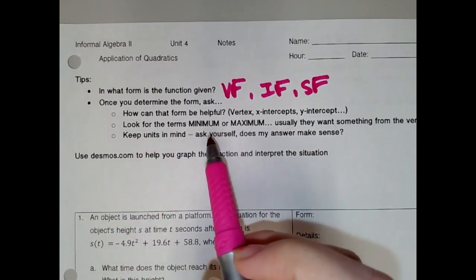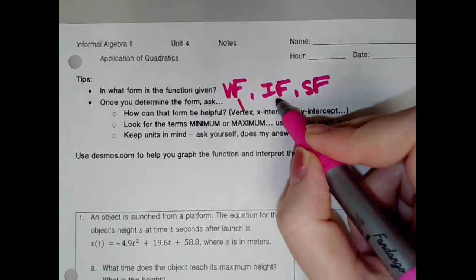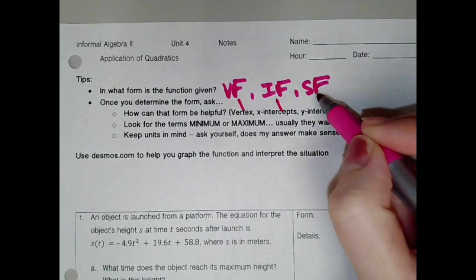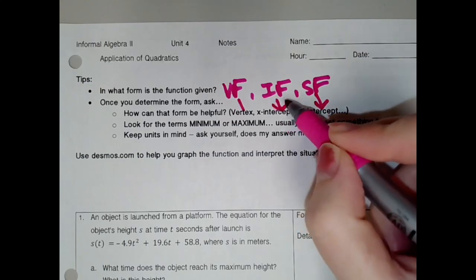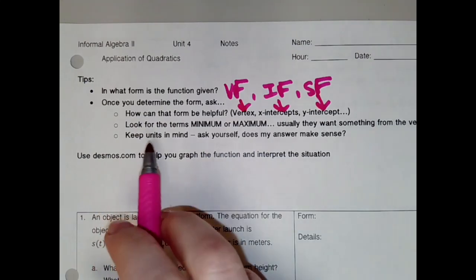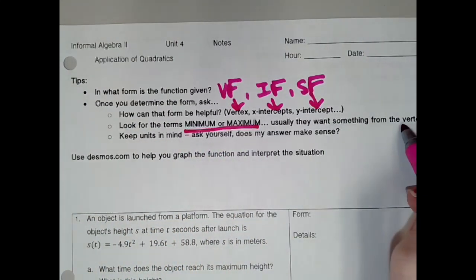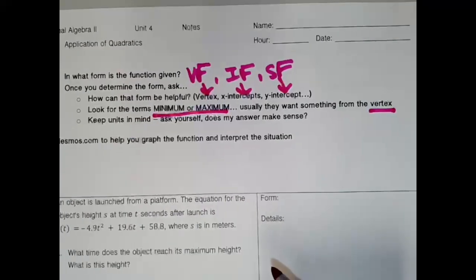So what information do you get just by looking at it? Vertex form gives you the vertex, intercept form gives you the x-intercepts, and standard form would give you the y-intercept. So what information do we know given the function? Then look for key terms like minimum and maximum. Minimum and maximum mean you need to know what the vertex is.